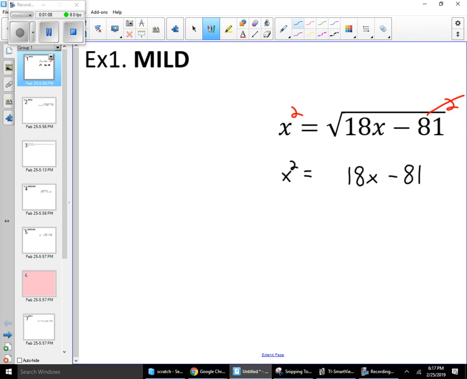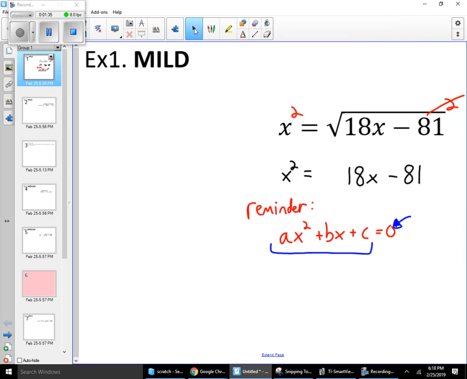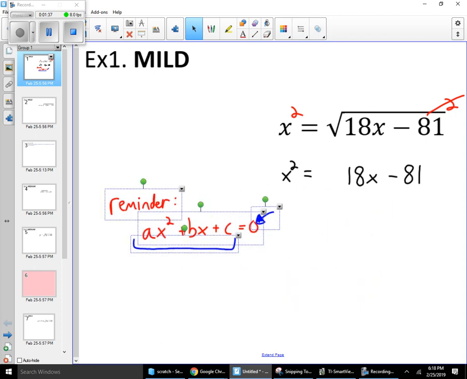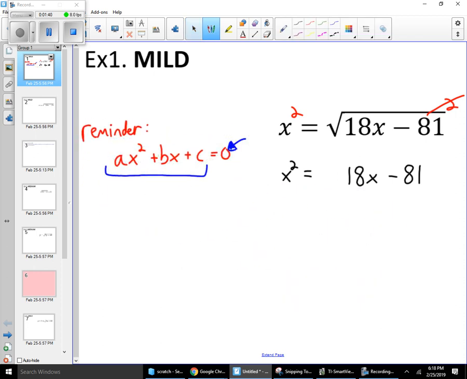So in order to factor, we need to be in standard form. And just as a reminder, standard form is ax squared plus bx plus c equals 0. In other words, everything on one side of the equation and a 0 on the other. Factoring and quadratic formula do not work unless you're in standard form. So we need to go ahead and get this equation into standard form. So let's do it. It's not too bad.